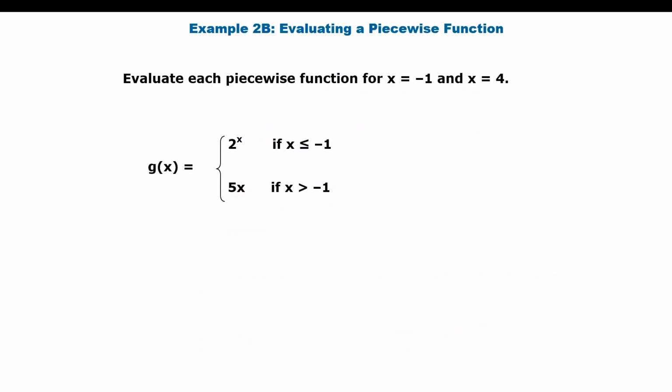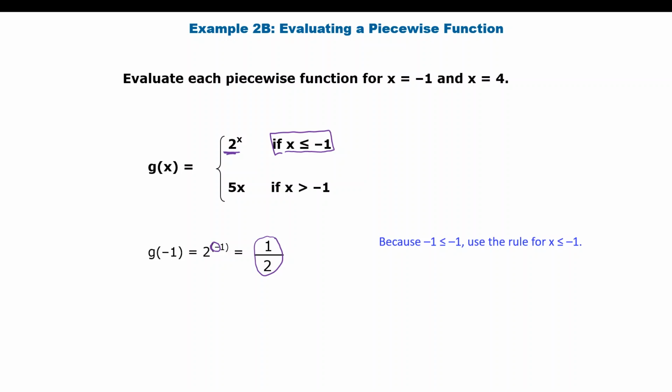Okay, again, the same instructions. We're going to evaluate for x equals -1 and x equals 4. So first, let's look at -1. So I can see that -1 is less than or equal to -1. So I'm going to use this. And so all I have to do is say g of -1 equals 2 to the -1 power. Remember, -1 power doesn't mean negative there. It means to write it as the reciprocal.